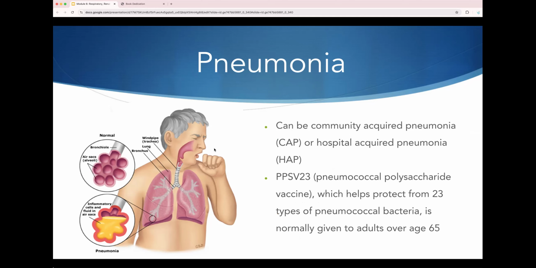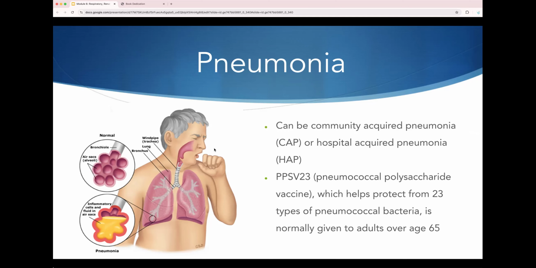So pneumonia can be community acquired or hospital acquired. If they did not have it when they first got admitted and now they have pneumonia since they've been in the hospital, it's called hospital acquired. If they had it before being admitted to the hospital, that's community acquired.